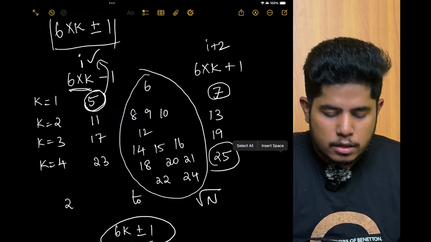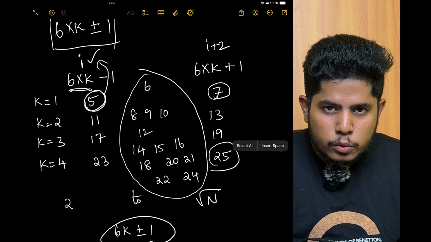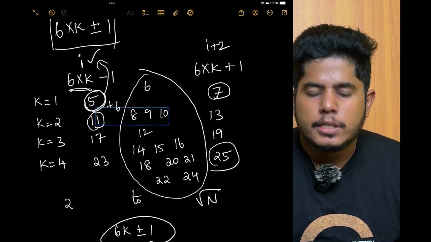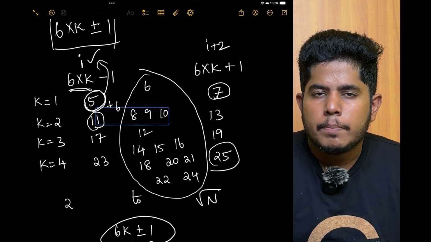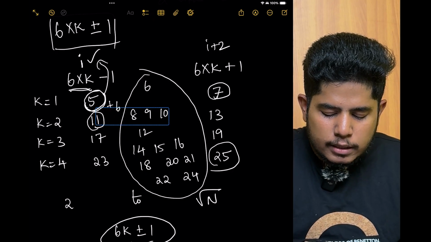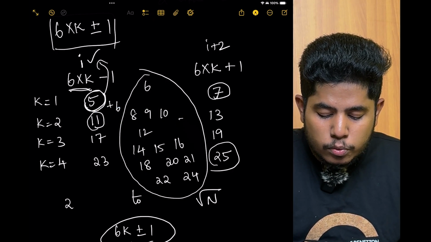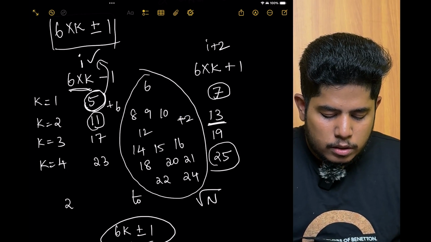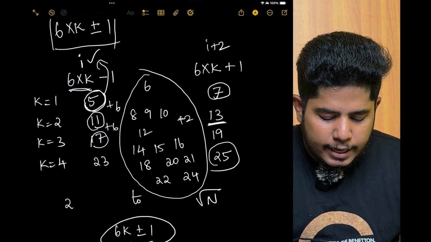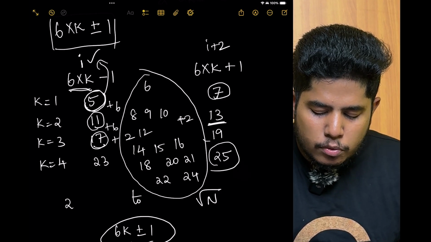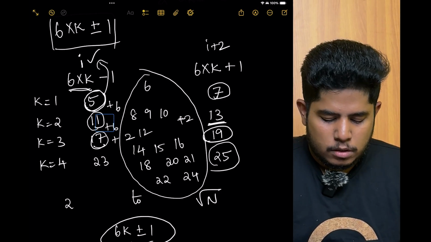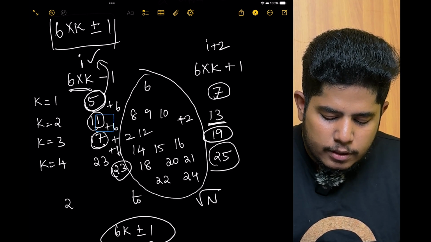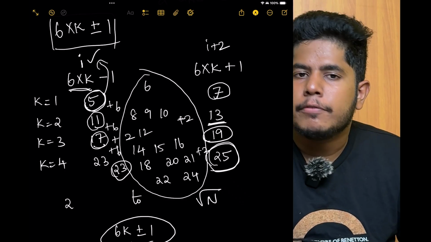Then you see here, the I value is changing to 11, which is literally plus 6. 5 plus 6, 11. Then if you see the other side, 11 plus 2, 13. Then 11 plus 6, 17. Then 17 plus 2, 19. Then 17 plus 6, 23. Then 23 plus 2 is 25.